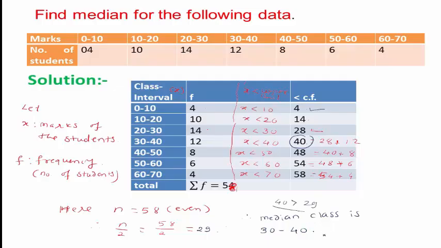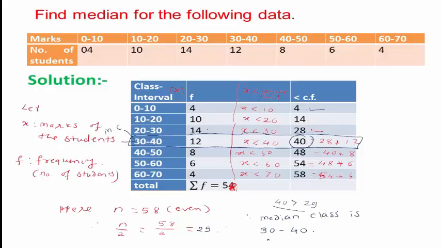Then what is the lower limit of this class? See here, this is the median class. This class is the median class. So the median lies in this class.